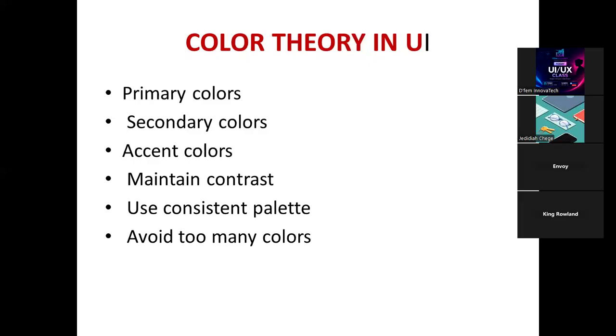Moving forward, we are now on color theory in UI. In color theory in UI, we have different types of color. We have the primary, the secondary, the accent, maintain contrast, and in fact, we have color palettes. So, they are all important when we are designing.